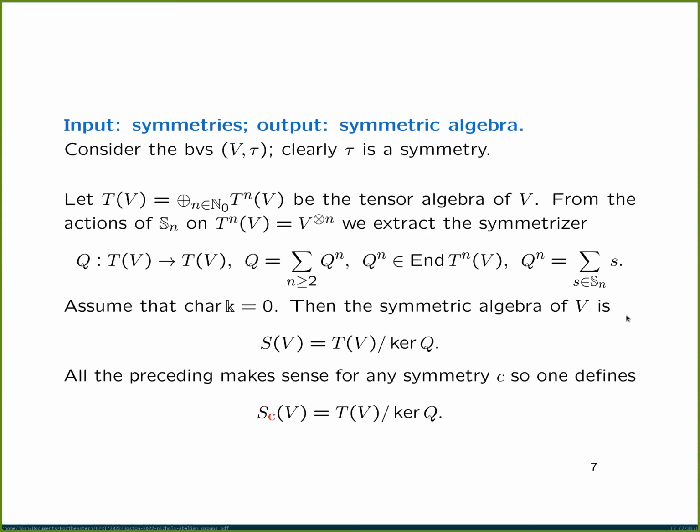acting on T^n(V). If the characteristic of the field is 0, the symmetric algebra of V is the quotient of T(V) by the kernel of the symmetrizer. Now, everything that I said here applies. We only need to have the representation of the symmetric group on T^n(V), so it applies for any symmetry c, so for any solution of the braid equation such that c squared is the identity. Then one defines the symmetric algebra with respect to c of V as T(V) modulo the kernel of the symmetrizer, which is defined in this way.